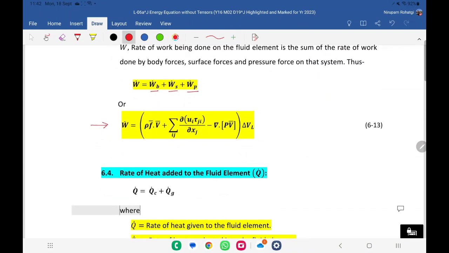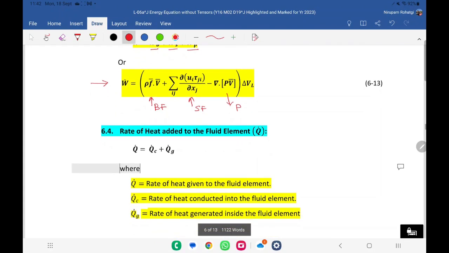Then this is your body force. We have done it. Body force. This is the shear force, and this is the pressure. Three terms. Okay, they are put together.